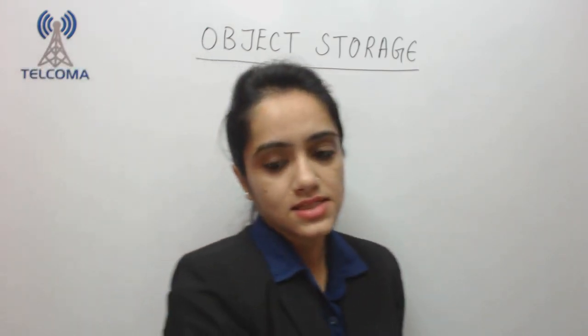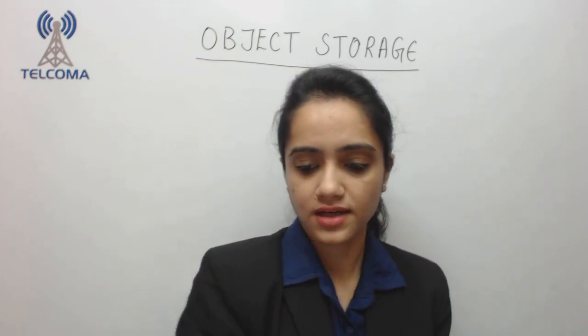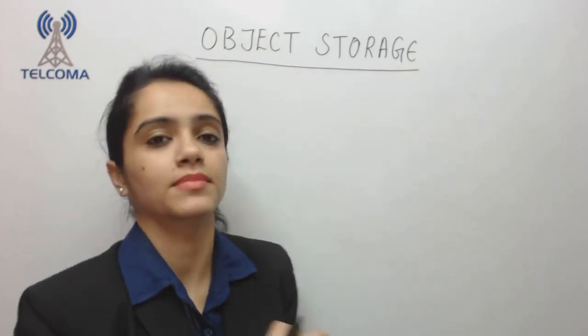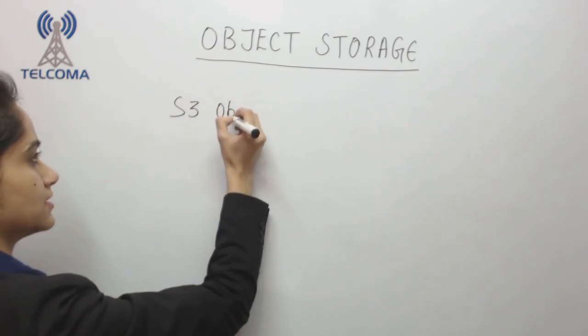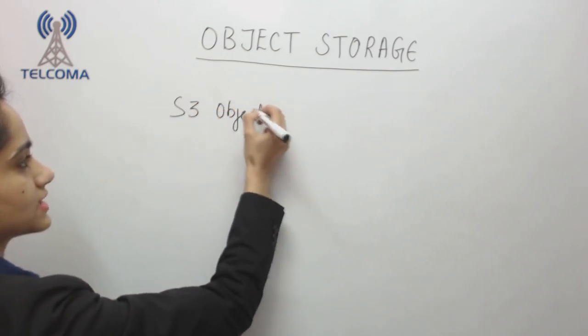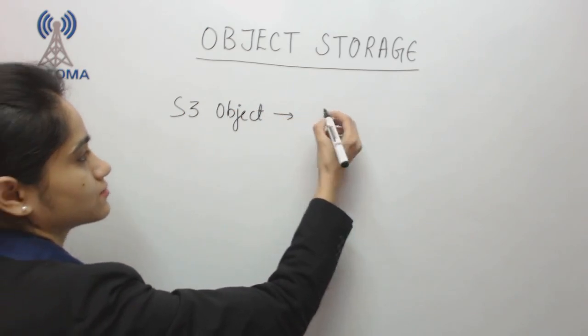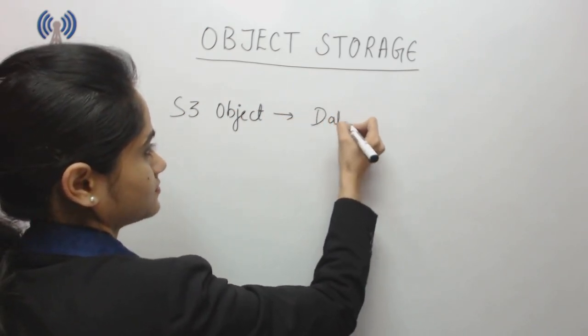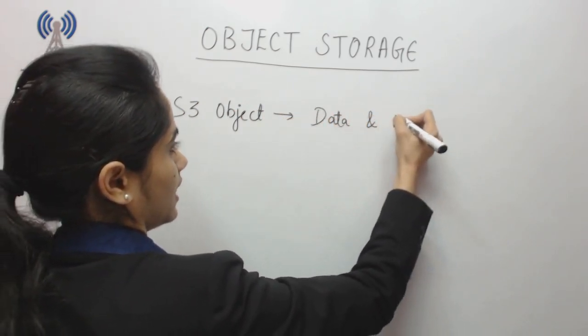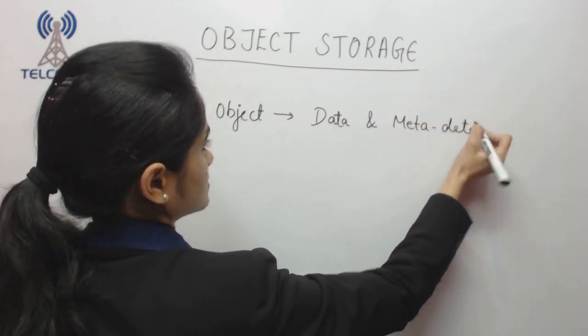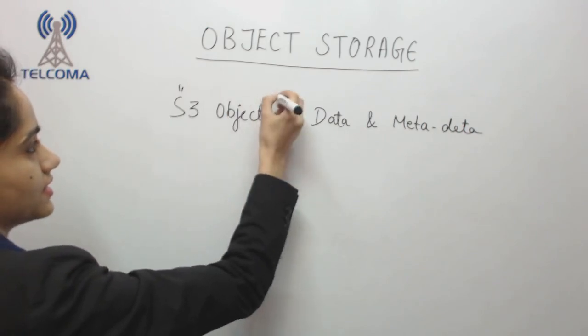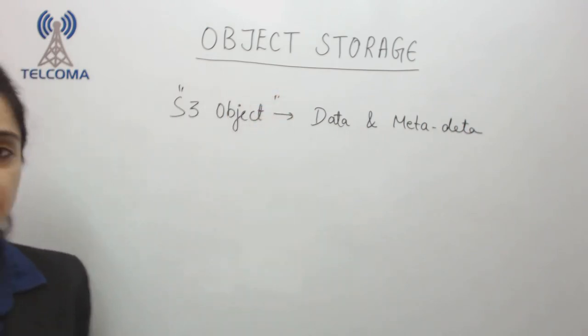Now, each Amazon S3 object contains both data and metadata. So we have an S3 object. What does this object contain? It contains both data and metadata. So this is an object, and this object contains both data as well as metadata.